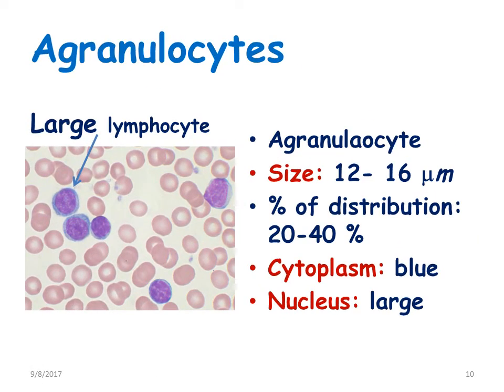Now let us look at the agranulocytes. These agranulocytes, for example, you have the large lymphocyte, 12 to 16 micrometers in diameter. Percentage of distribution, together all the lymphocytes, is 20 to 40%. Cytoplasm is blue in color, single large nucleus.